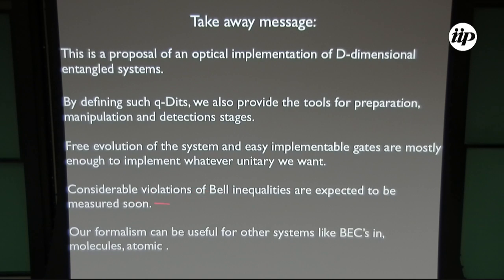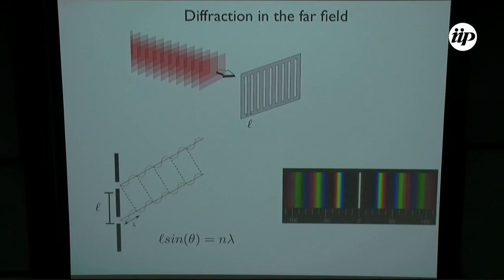I am going to tell you about the scenarios where you can violate Bell inequalities in this d-dimensional system, and what values you can achieve with this system. And also I will try to connect these results with other physical systems other than photons. Then, this is super basic physics. This is about diffraction, which is very well known in the far field, with the orders of magnitude that you will see once you put a periodic grating in general.